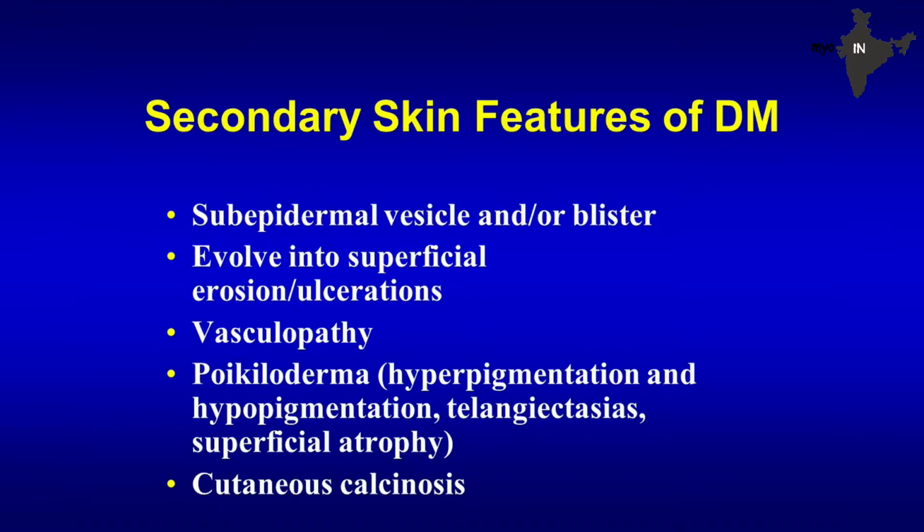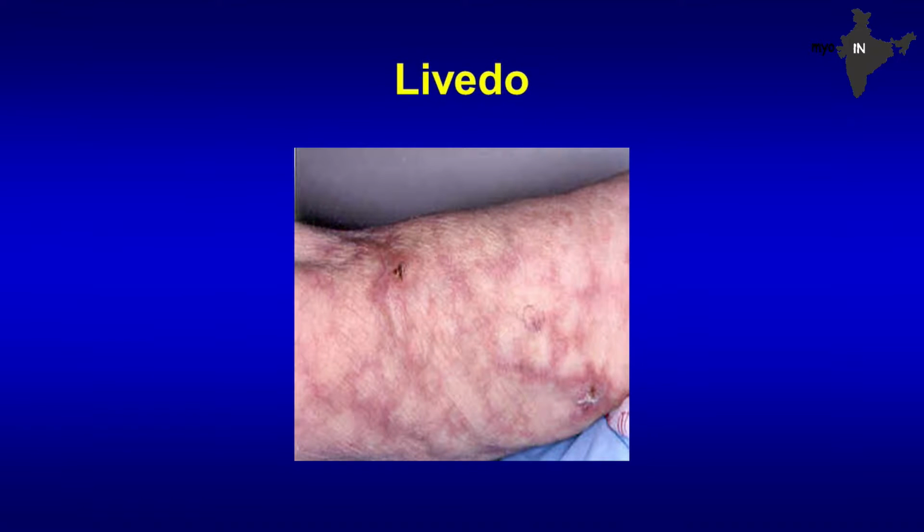Secondary features are subepidermal vesicles and blisters that can evolve into these erosions, and we talked about some of the other changes that can be seen. But here's a livedo where you can see some breakdown in the skin, but this would not be considered a primary skin lesion. This is really due to the vasculopathy and leading to the kinds of livedo that you can see often in dermatomyositis.